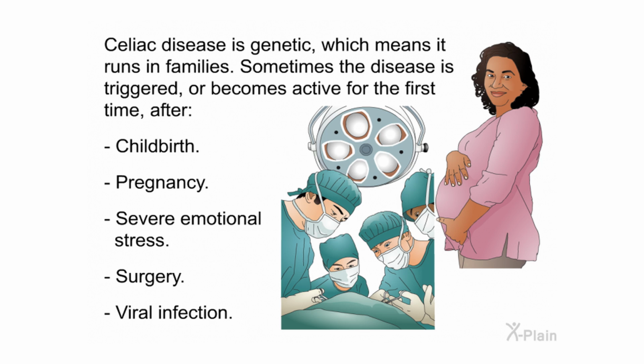Celiac disease is genetic, which means it runs in families. Sometimes the disease is triggered or becomes active for the first time after childbirth, pregnancy, severe emotional stress, surgery, viral infection.